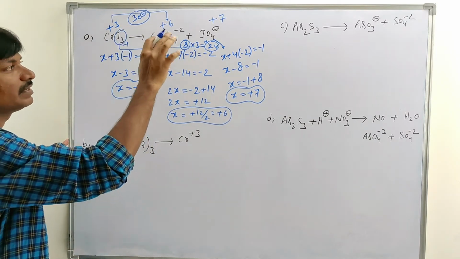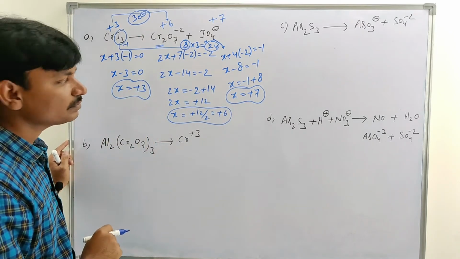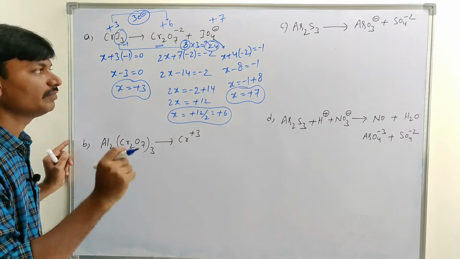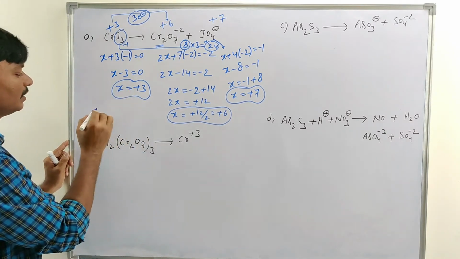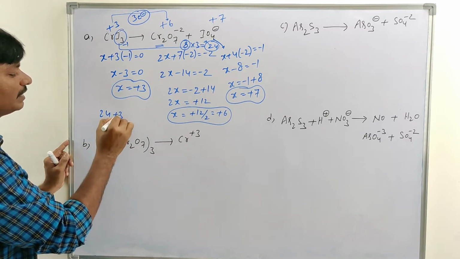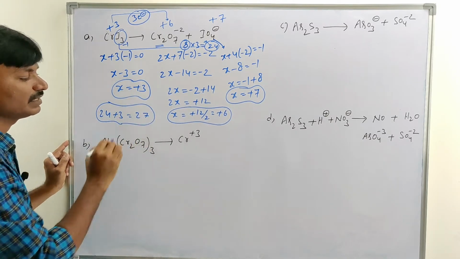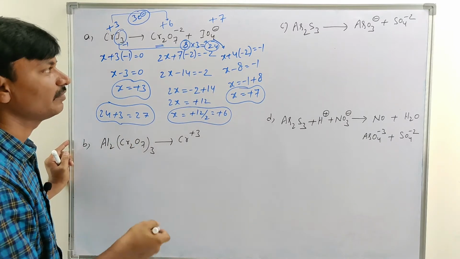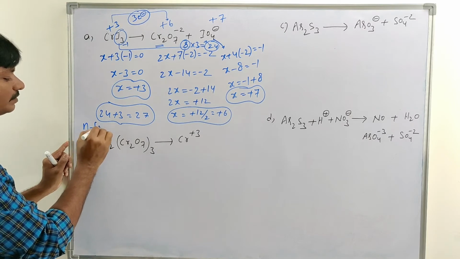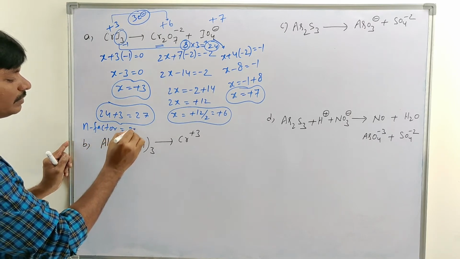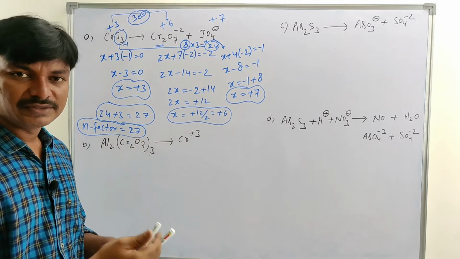Totally, this conversion reaction has 27 electrons involved. That's why n factor value for first conversion will be 27, that is 24 plus 3. Totally 27 electrons. These 27 electrons are equal to n factor value for given conversion. That is n factor equal to 27 for first conversion. Okay. Coming to second case.